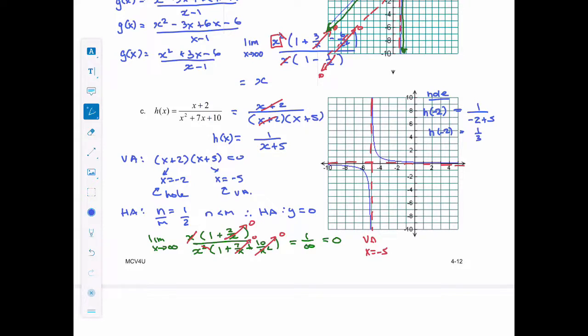So the hole, I'll do it in red, is going to be at, where did I say it was? Negative 2 and 1/3, right there. This is our hole at negative 2 and 1/3. Kind of hard to see, but it's there.